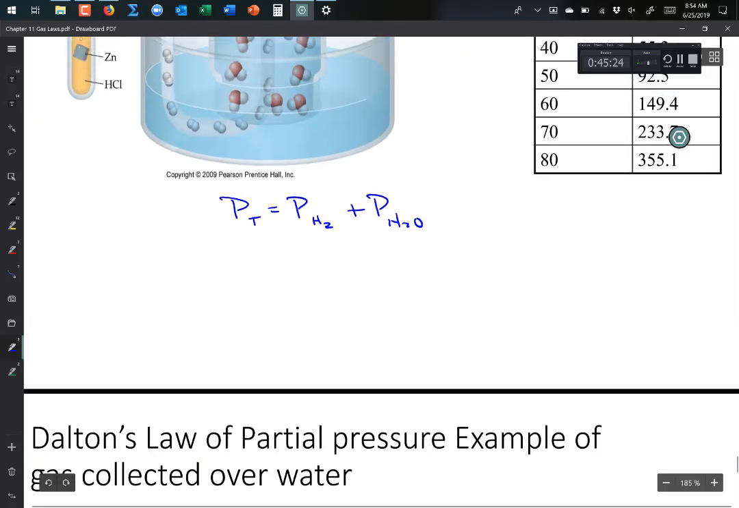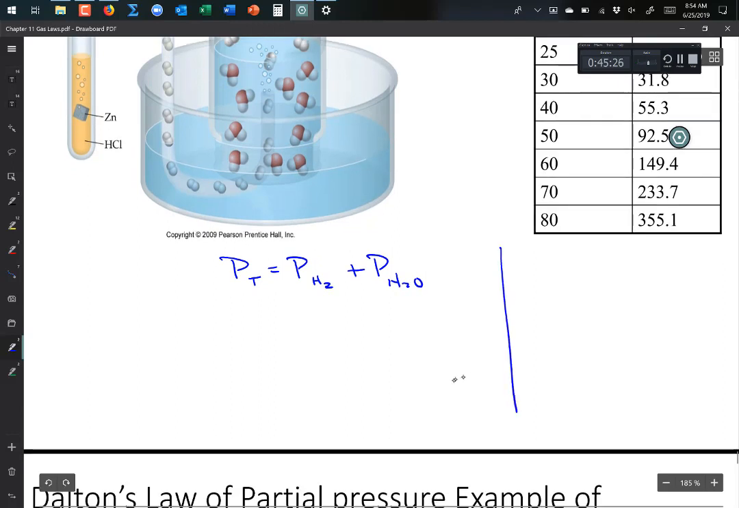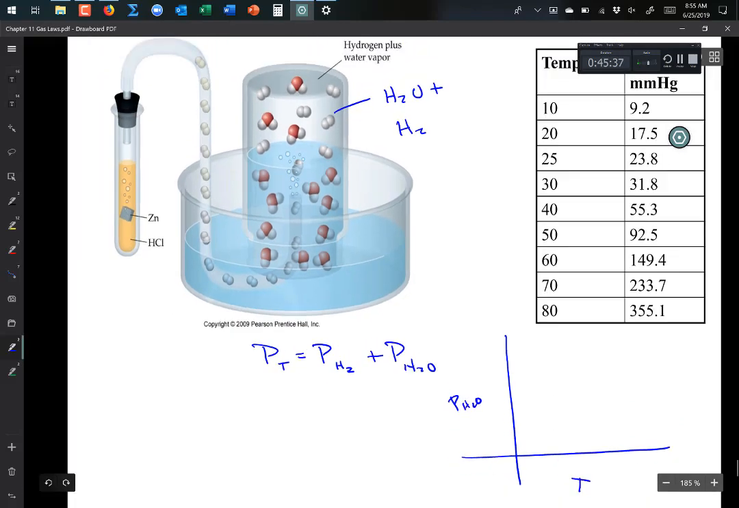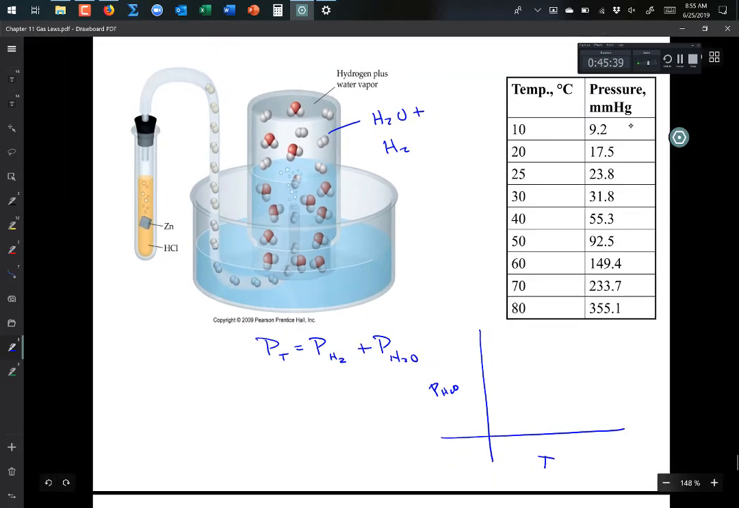Little side note is this. If I graph this data, I put temperature on this axis, and I put P of H2O on this axis. It looks like a curve. I don't know if you notice, at low temperatures here, it's starting out at low pressure, and then it goes up.